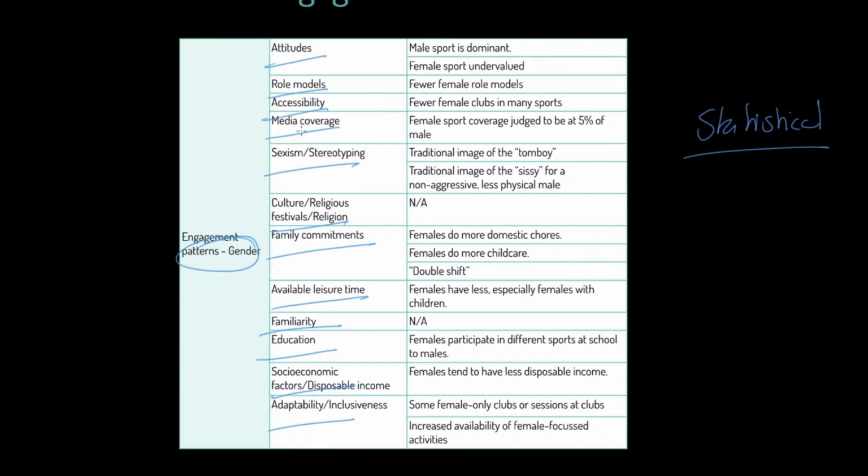So what we're saying about attitudes to gender in sport, well, basically in our society, male sport is seen as dominant or relevant. Female sport is less valued or undervalued. With regard to role models, we're saying there are fewer female role models. Maybe this is improving. Think about the WSL, think about the televised nature of the Women's Super League with the netball, whatever it happens to be. But this is improving, but there's still nowhere near.